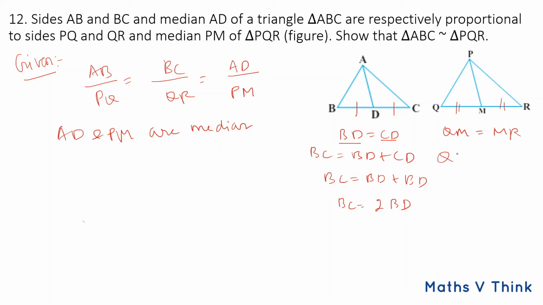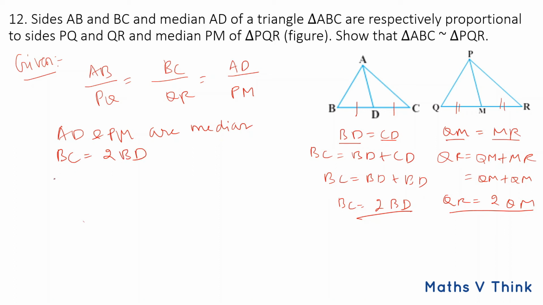Same way, QR is equal to QM plus MR. Now instead of MR, can I write QM? So QM plus QM. So I get QR is equal to 2QM. This and this is the given. I write in the given BC is equal to 2BD and QR is equal to 2QM.